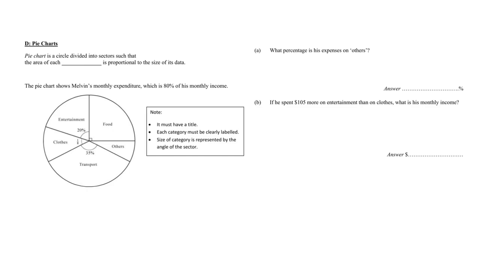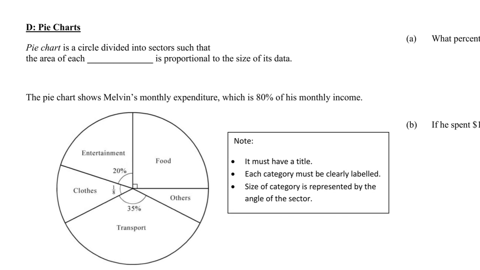Hello everyone, welcome to this example on pie chart, where it is a circle that is divided into sectors such that each sector, let me zoom in, each sector is proportional to the size of its data. Okay, that is the keyword, proportional. So the following example shows Melvin's monthly expenditure, and this expenditure is 80% of his monthly income.